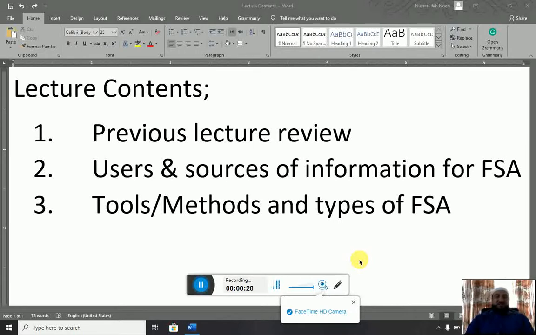Inshallah, in our today's lecture we are going to discuss the users of financial statements analysis and the sources of information for financial statements analysis. Also, we'll discuss tools of financial statements analysis and different types of financial statements analysis. But before discussing these new topics, we'll have a short review of our previous lecture, right? So let's start with our review of the previous lecture.